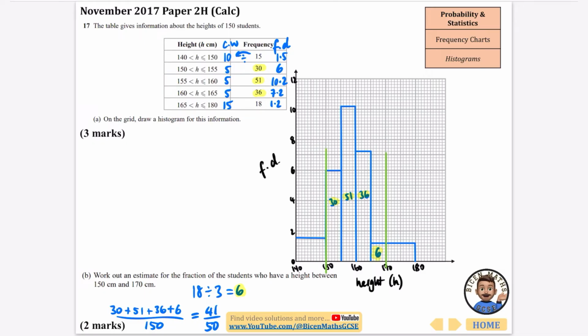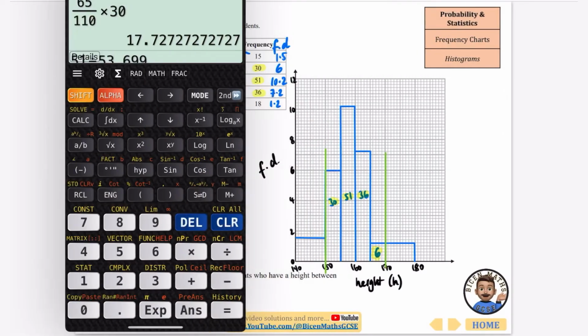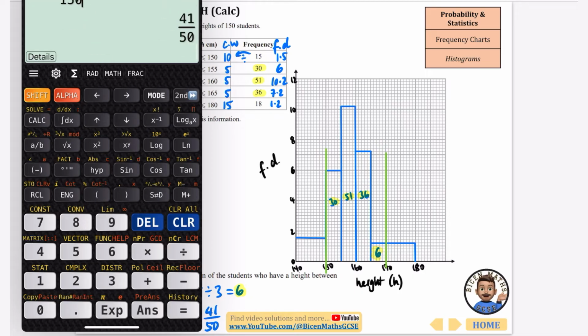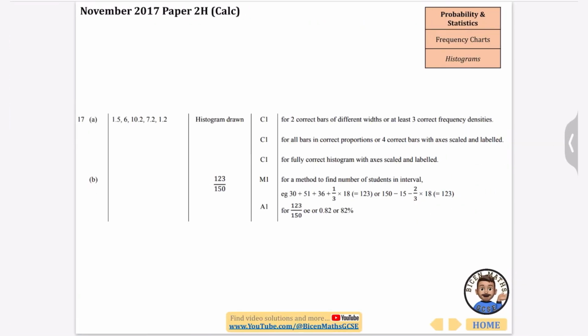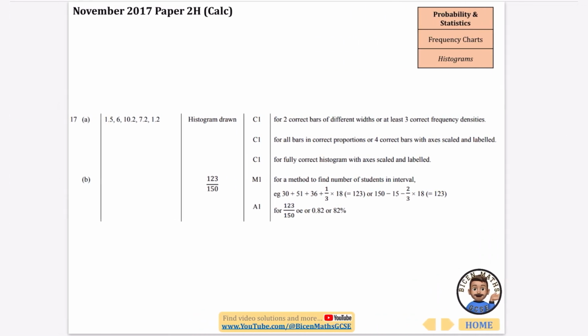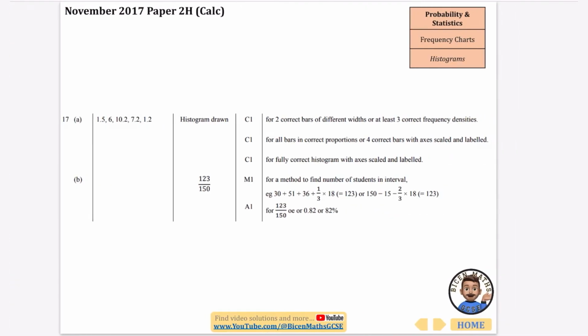So let's check that we've got this right with our 41 over 50. They have said 123 over 50. I wonder if I've just typed something in the calculator wrong. There's a high likelihood of me having done something like that. Let's look on the calculator again. 30, 51, 36, and out of 150. Oh, it's the same thing. Very foolish of me. 123 out of 150 is the same fraction. So we did get the 1.5, the 6, the 10.2, the 7.2, and the 1.2.